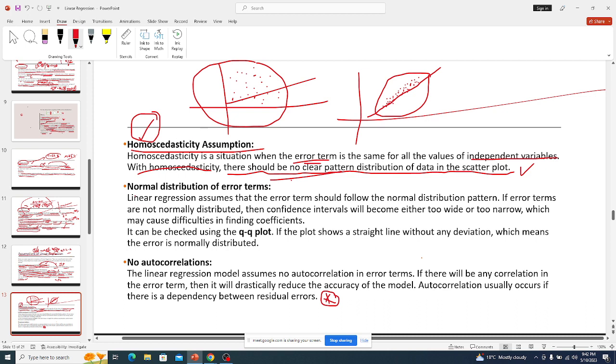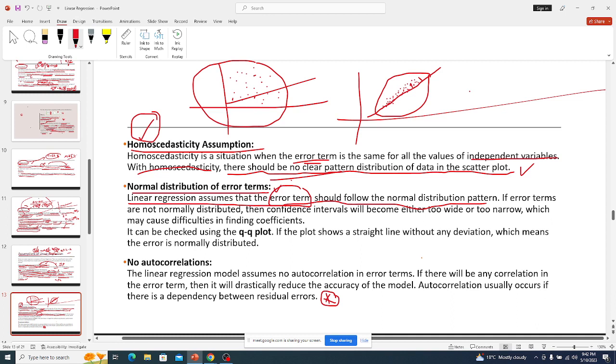Homoscedasticity. Then we have the normal distribution of the error terms. Okay, so the error terms, the deviations, that is the distance between the data points and the regression line. So linear regression assumes that the error term should follow the normal distribution pattern. That is the error terms.